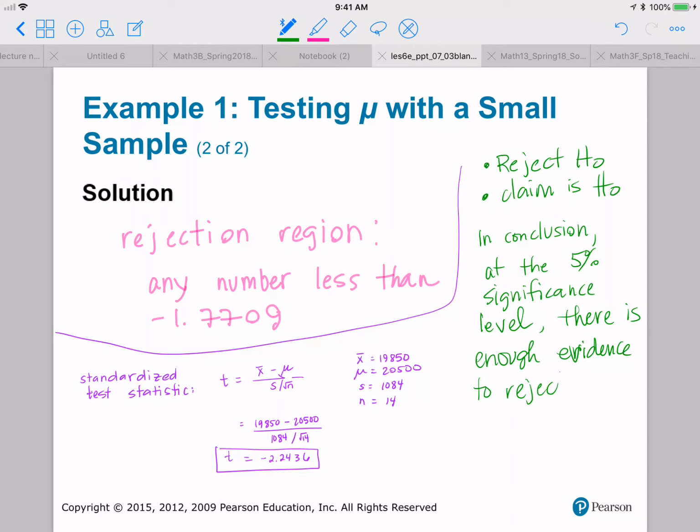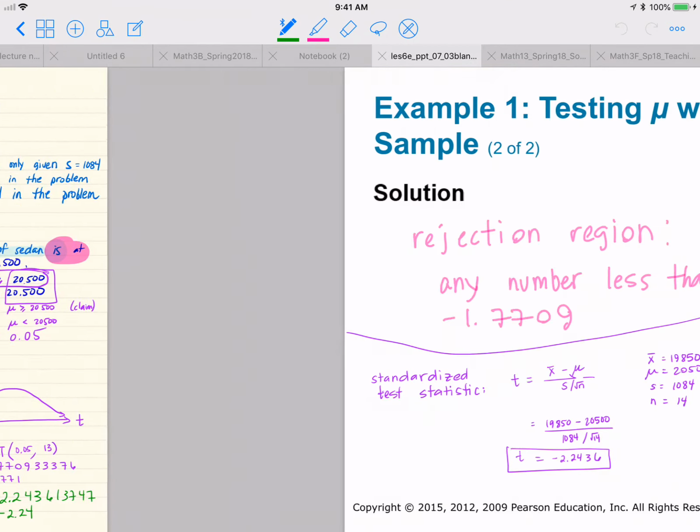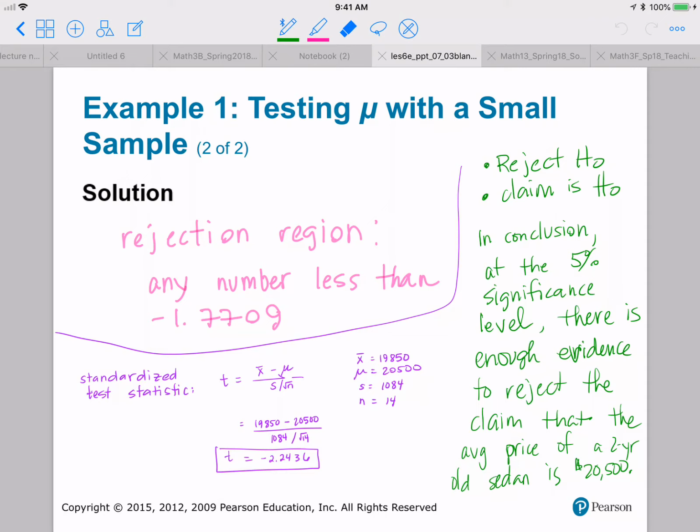So in conclusion, at the 5% significance level, there is enough evidence to reject the claim that the average price of a 2-year-old sedan is $20,500. Okay, because that was our claim.